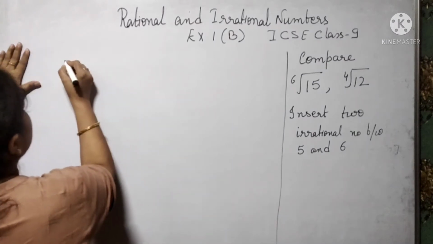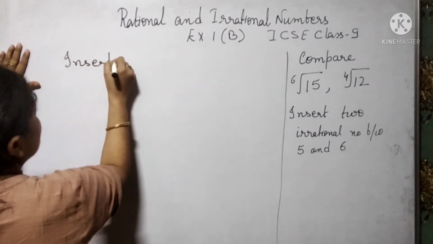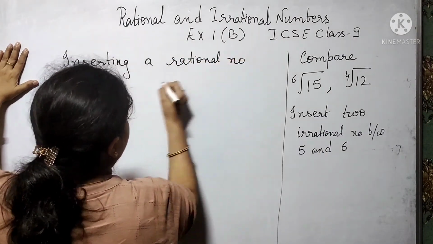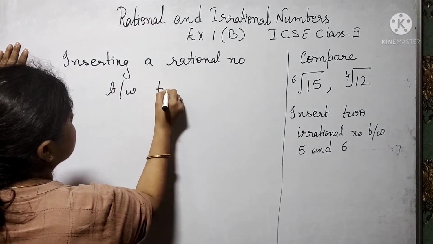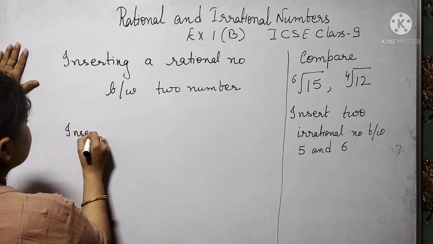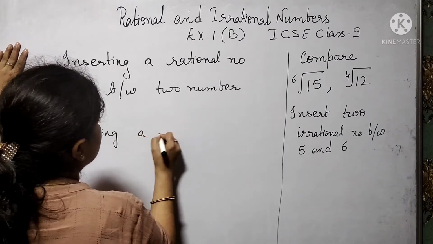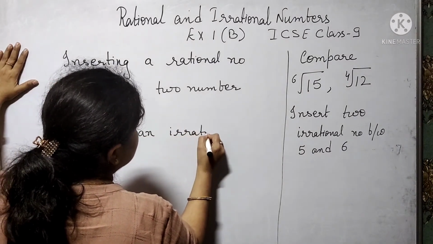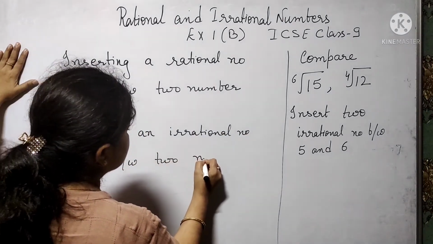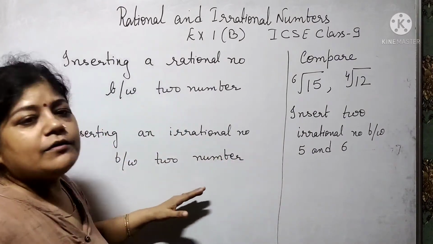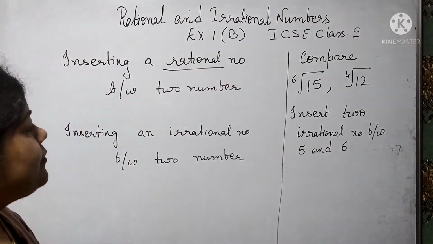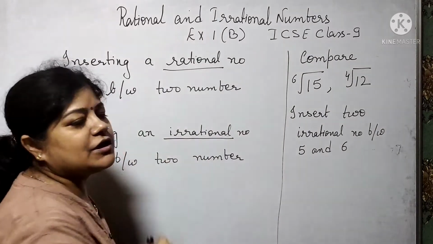Firstly, I am going to explain you inserting a rational number between 2 numbers and inserting an irrational number between 2 numbers. That means in one question I will explain you how will you insert a rational number. In another one I am going to explain you how will you insert an irrational number.